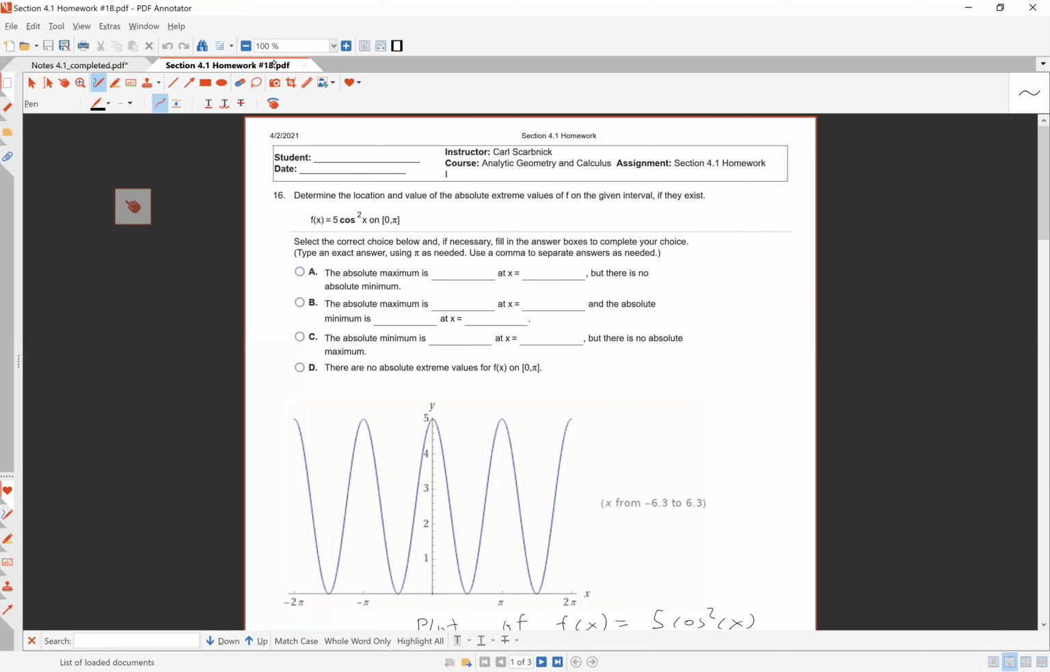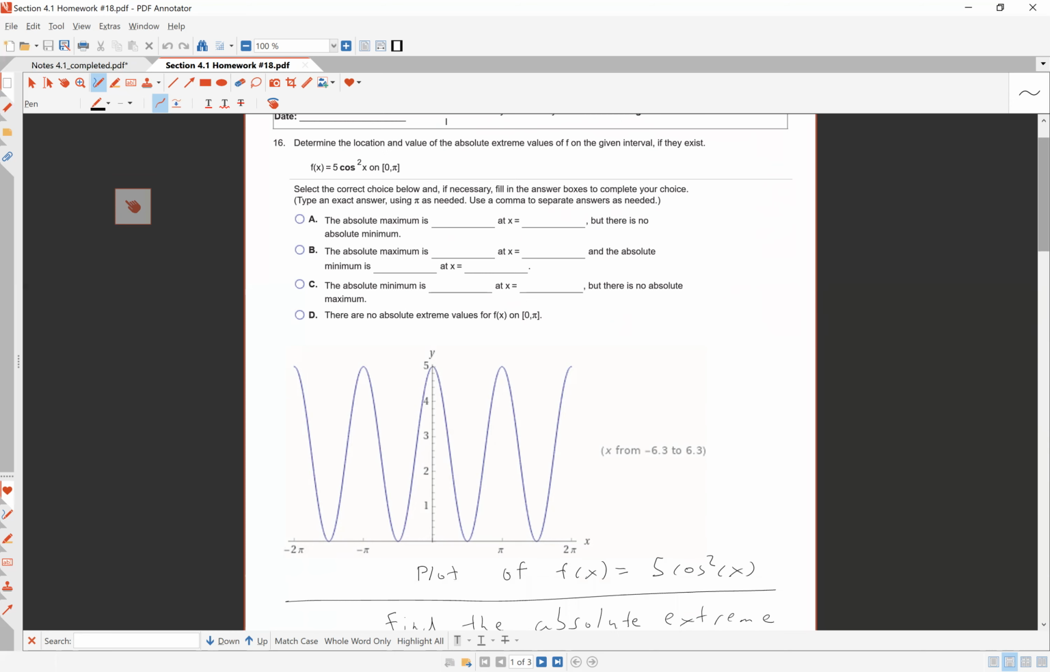It says determine the location and value of the absolute extreme points of f on the given interval if they exist. So one thing is I graphed it, and it doesn't hurt to graph just to give you an idea of whether your answer is right. I think it's a good idea to graph. We don't want to be disconnected from the algebra and all the calculus and from what the graph actually looks like. But I'm going to ask you to use calculus in your answers. We can't rely on looking at the graph for the absolute minimum or the absolute maximum.